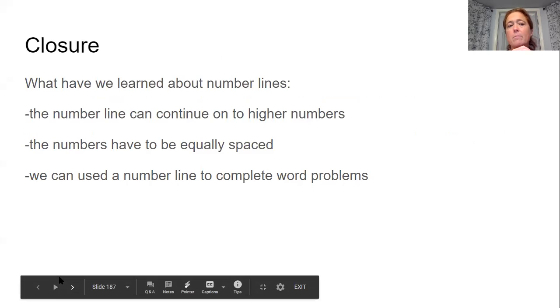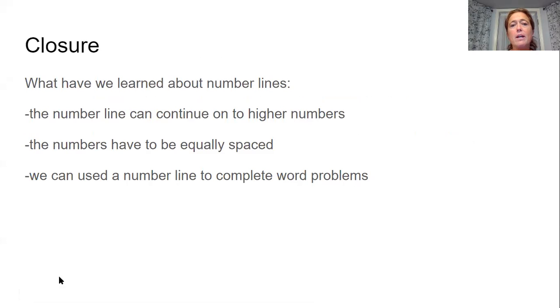What have we learned about number lines today? The number line can continue on to higher numbers. The numbers must be equally spaced so that our jumps are the same amount of a jump. We can use a number line to complete word problems.